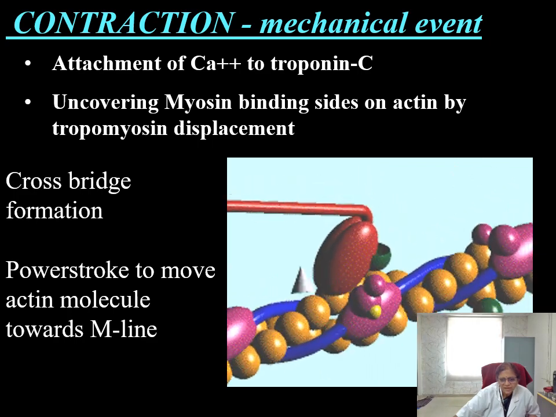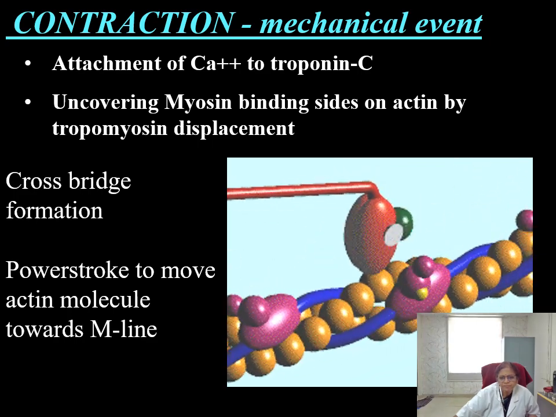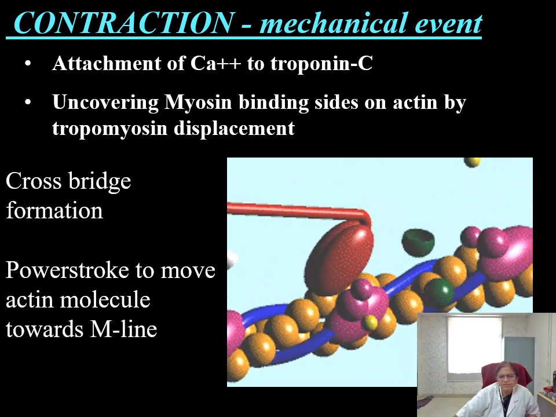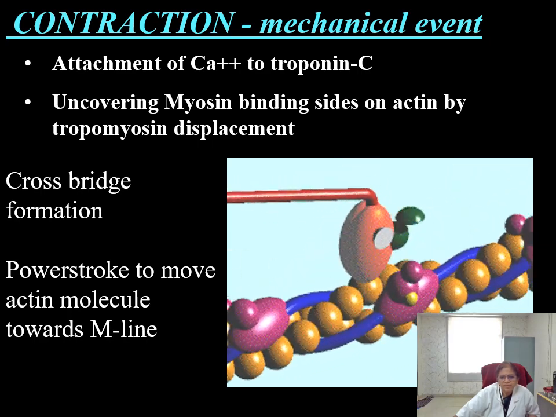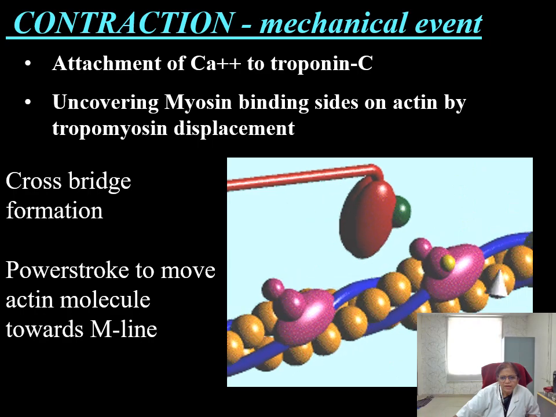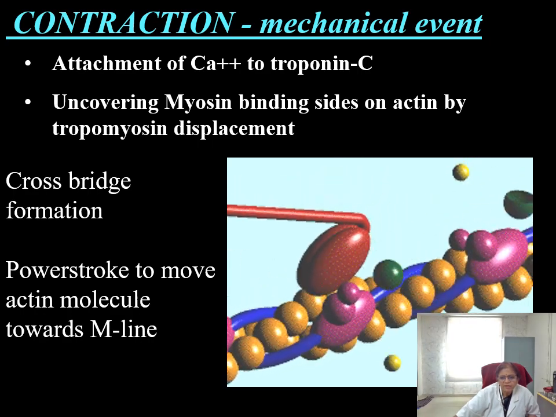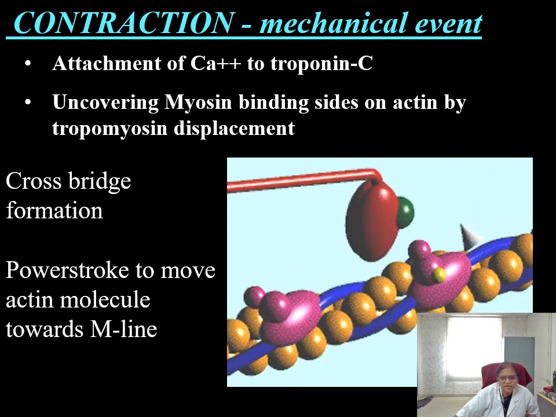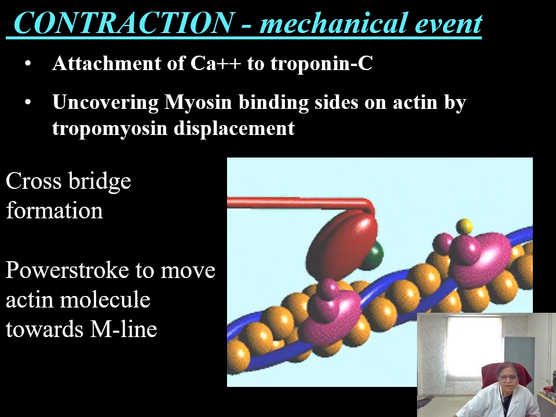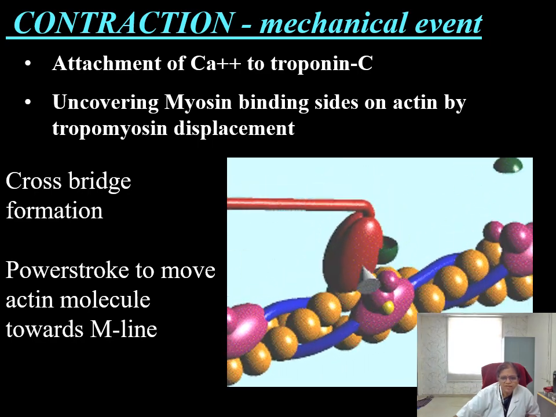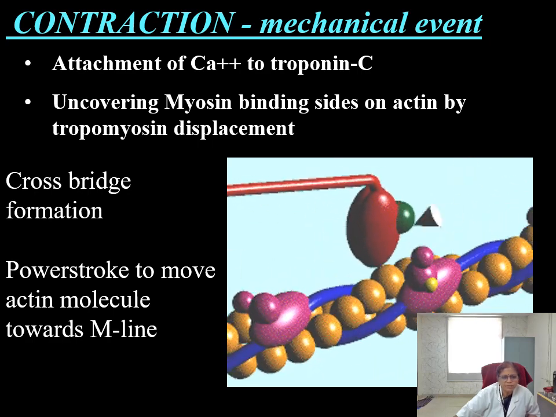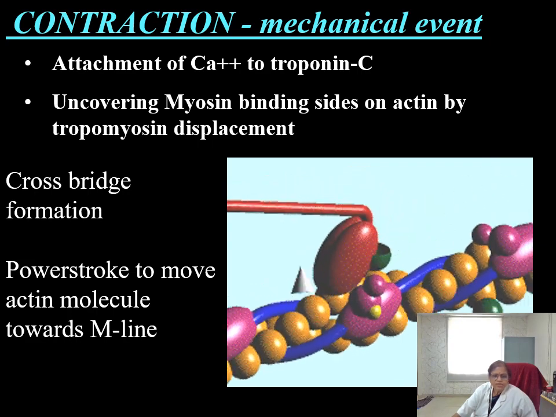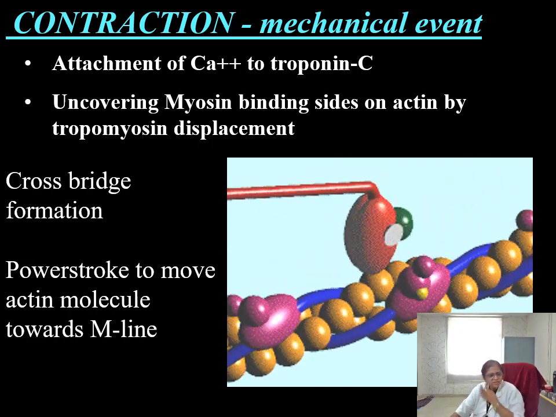Once this activation takes place, the myosin head contains the ATPase enzyme site, where the ATP will come and break down into ADP and inorganic phosphate, and energy is released. That energy is taken by the myosin head, which will move upwards and attach to this one. So for this purpose, we need ATP. So cross bridge formation is nothing but a simple attachment here.